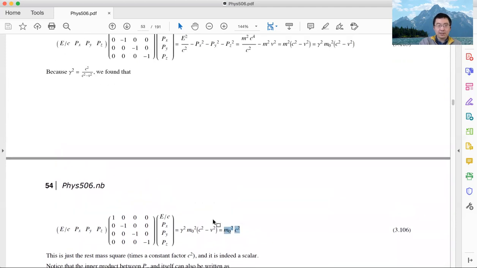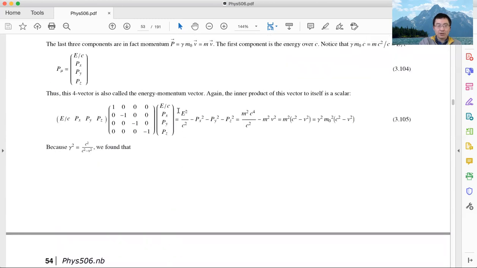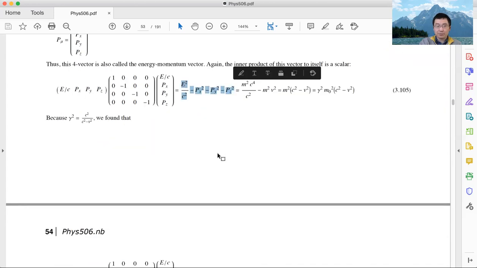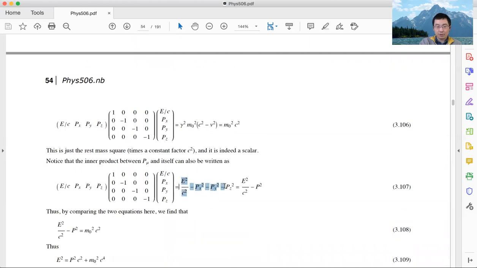But notice that this same inner product can also be written in this way: energy squared over c squared minus px squared minus py squared minus pz squared. And px squared, py squared, pz squared added up together is just the total momentum squared. So this inner product is E squared over c squared minus p squared, but at the same time, it's rest mass squared times c squared. It's the same inner product written in two different ways, so they must be equal to each other, because both come from the same inner product.